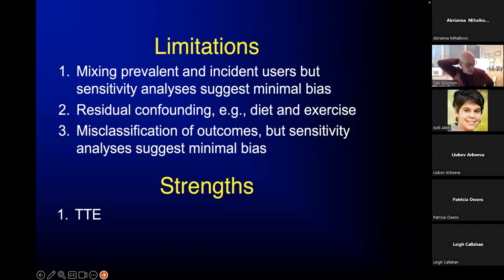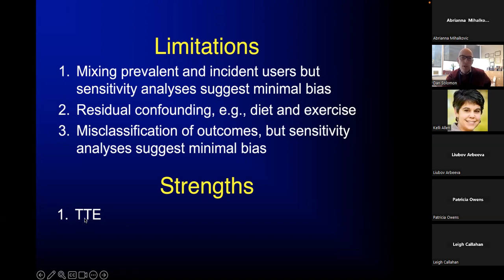So the limitations are, we had to mix prevalent and incident users of alendronate, which is a little bit not what you want to do. You always want to do a new user analysis, an incident user analysis. But in a sensitivity analysis, we took out the prevalent users. It reduced our sample size, reduces the number of events, confidence intervals get wider, but it really was almost the same point estimate. Obviously, residual confounding, unmeasured issues like diet and exercise, and misclassification of outcomes is always an issue that you need to be aware of.